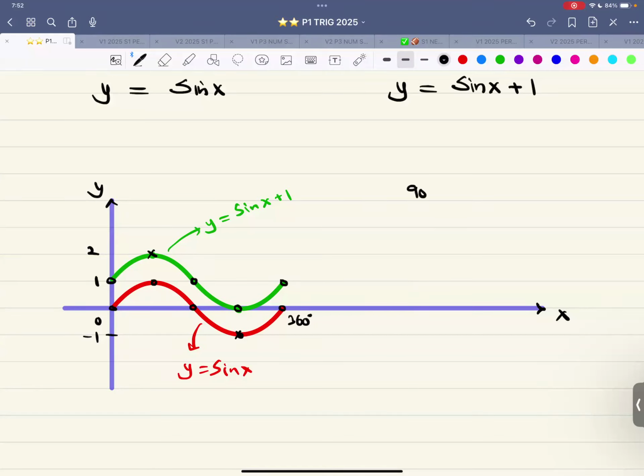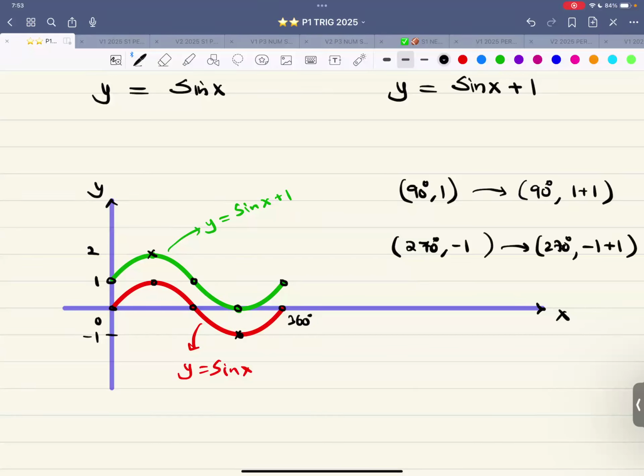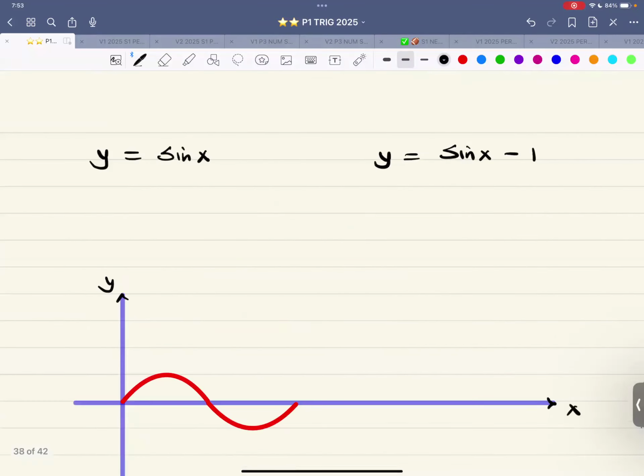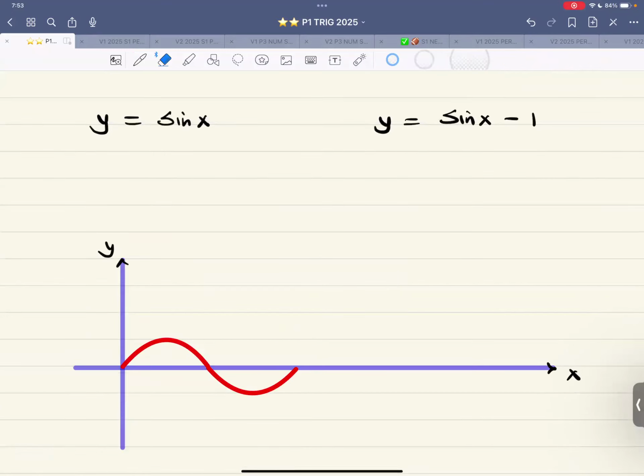That means a coordinate such as 90, comma 1 is becoming 90, comma 1 plus 1. The y coordinate has increased by 1. 270 degrees, comma -1 is becoming 270 degrees, comma -1 plus 1, which is 0. That is how this thing is drawn. Now over here, let me involve cosine. So now this is cosine x. Let me write over here cosine x minus 1.